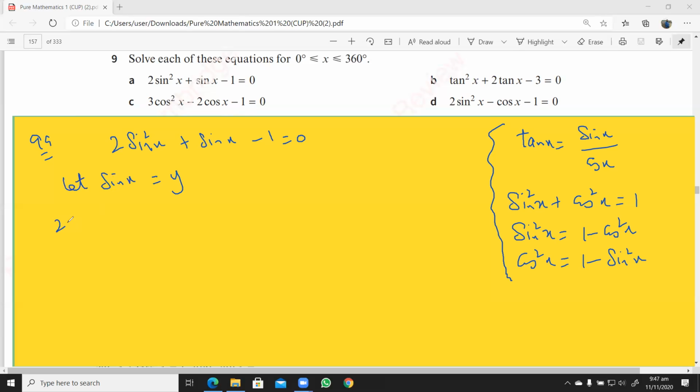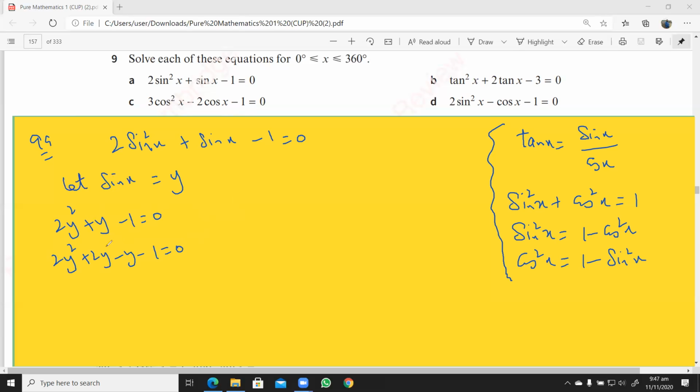So this is going to be 2y square plus y minus 1 equal to 0. Now again, you can apply the quadratic formula. You can do that middle term breaking, okay? So this is time saving. If you can factorize this, this is 2y square plus 2y minus y minus 1 equal to 0.